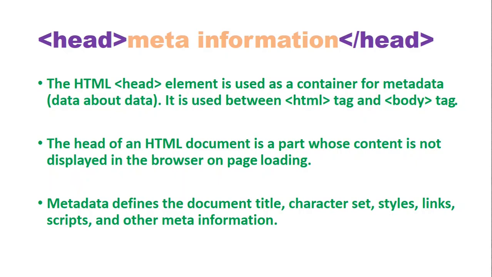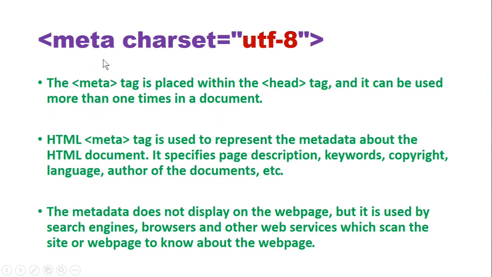Next tag inside the HTML document is the head tag, which contains the meta information. It is used as a container for metadata, that means data about data. It is used between the HTML tag and the body tag. Metadata defines the document title, character set, styles, links, scripts, and other meta information. Whatever content is written between the opening and closing head tags will not be displayed on the browser on page loading. Inside the head tag, we can see a meta tag in the boilerplate code of the HTML.